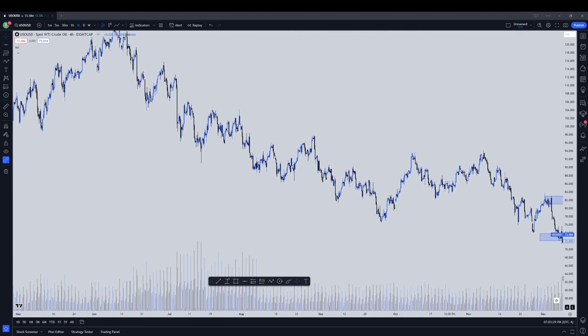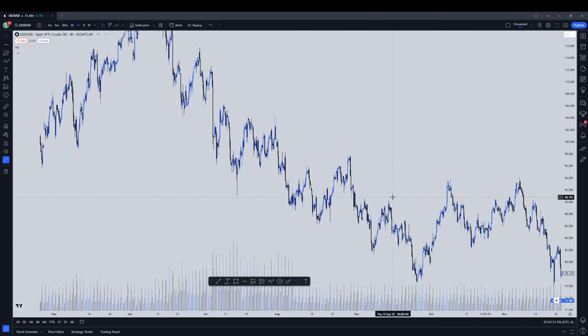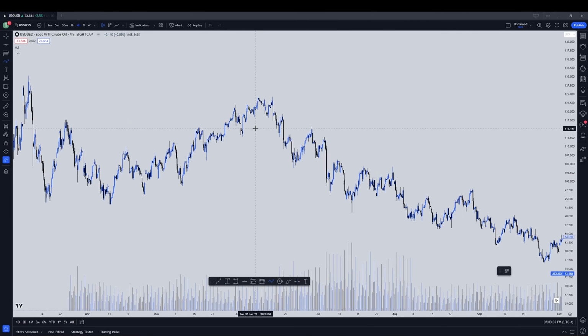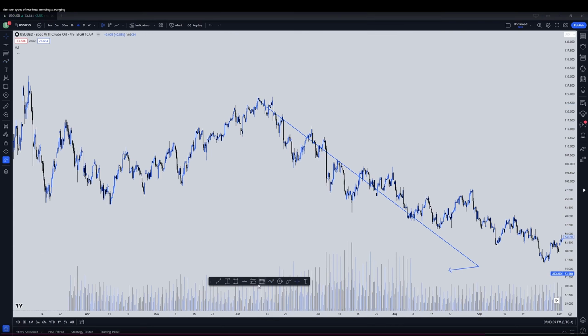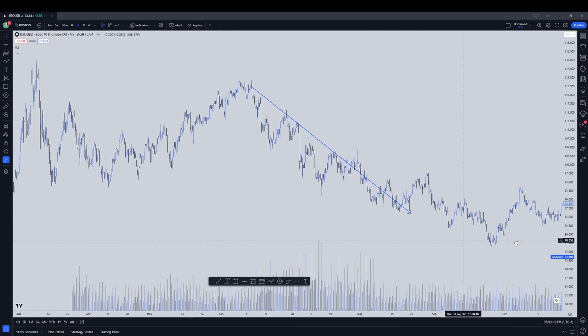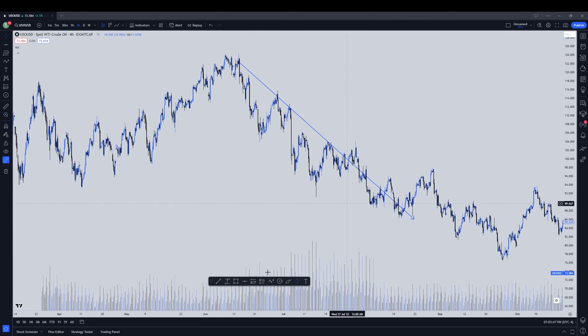Let's see another example. Let's see if we can find something else. Okay, this is perfect right here. What do you see here? This is clearly a bearish trending market. We are making lower lows and lower highs. We are currently just continuing pushing down.